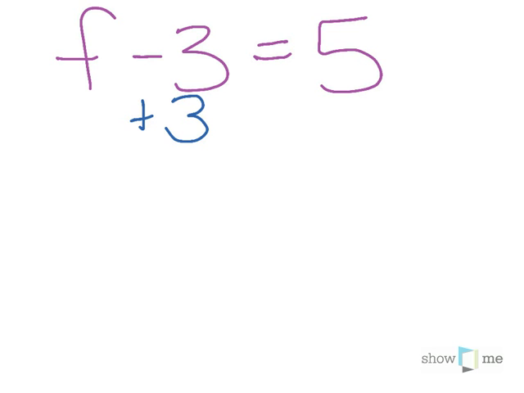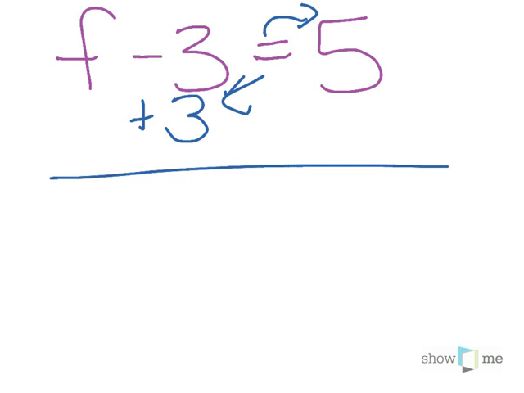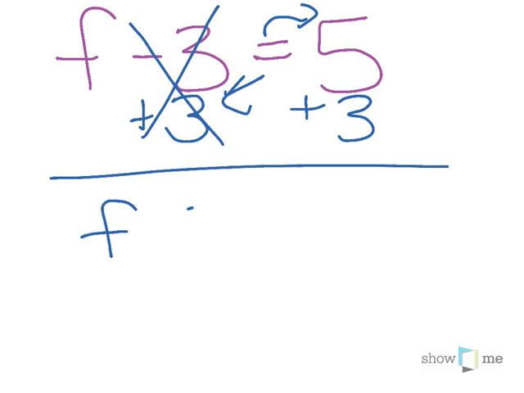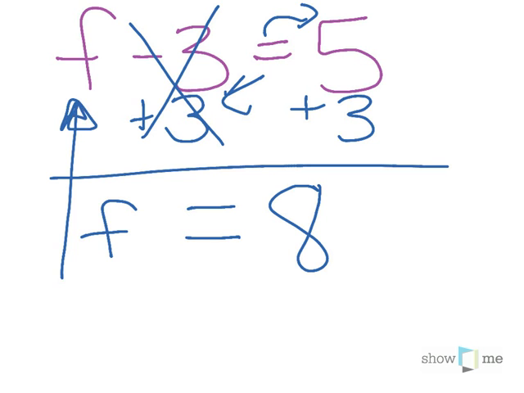And again, if I do it to this side of the equation, I must do it to this side of the equation. So if I add 3 here, I add 3 here. That gives me f. My negative and my positive cancel each other out. Bring my equal sign down. F equals 8. Again, if I were to plug an 8 in to that sentence, 8 minus 3 equals 5, it should be true, and it is.